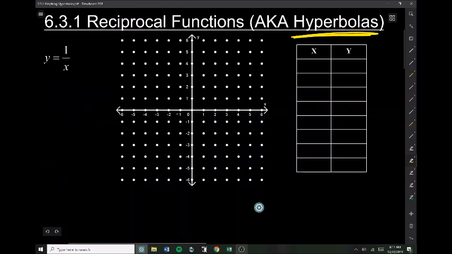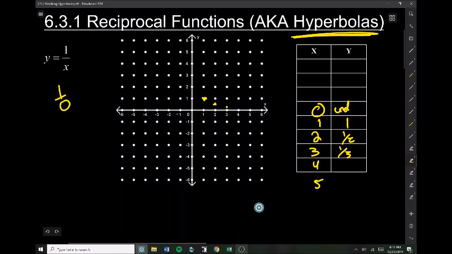Think about what happens as x gets bigger. So for example, if x is 0, we know that 1 divided by 0 is undefined. So we actually can't graph the point x equals 0. If x equals 1, 1 over 1 is 1. If x equals 2, we get a half. And if x equals 3, we get a third. These points look like this.